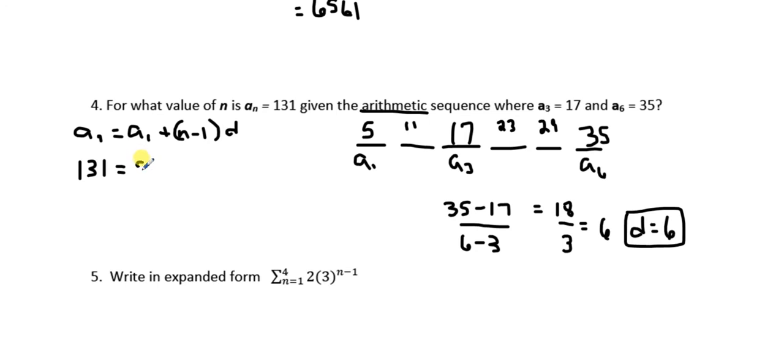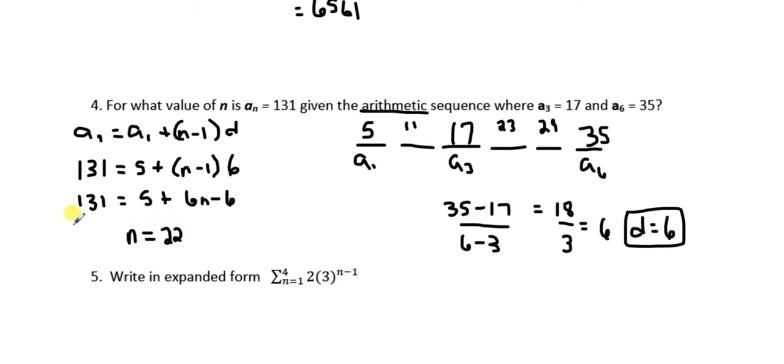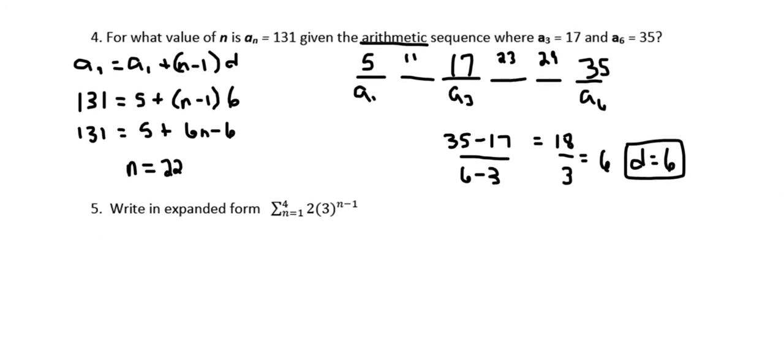A1 is 5 plus N minus 1, and we have to solve for N, times 6. So this is 6N minus 6. 5 plus 6N minus 6 equals 131. And you combine this, you get -1, so you'd have to add 1 and divide by 6. And if you solve for N, you get N equals 22. And you can double check that and make sure, but that's what I got.